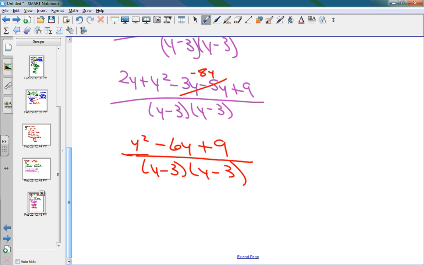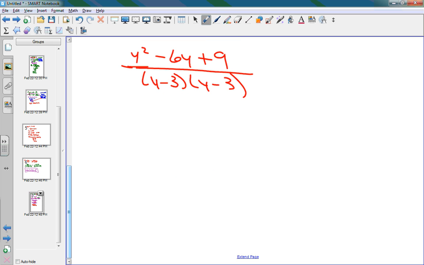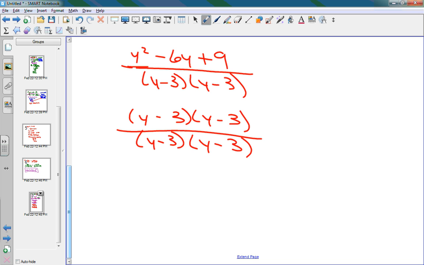Did you factor? I need to factor my numerator into two binomials if possible. Well, that's going to be y and y. Factors of 9 that give me 6 are negative 3 and negative 3. And then I bring down my denominator. And what do you notice? We got a little cancelage going on here. And what does this thing equal? 1, not 0. I'm kidding. Bad joke. Really bad joke.